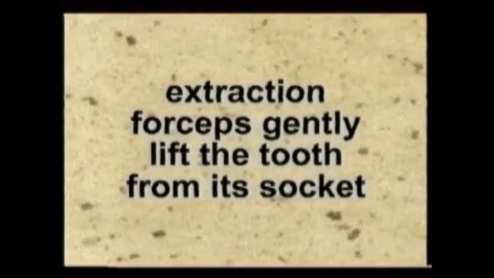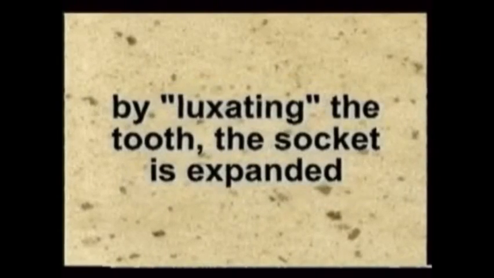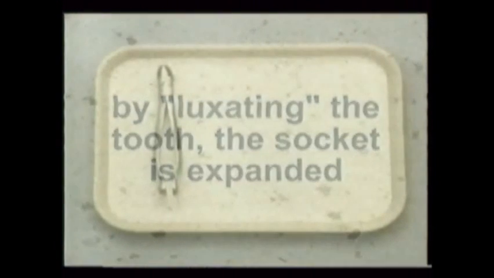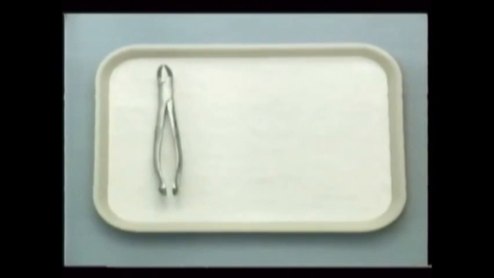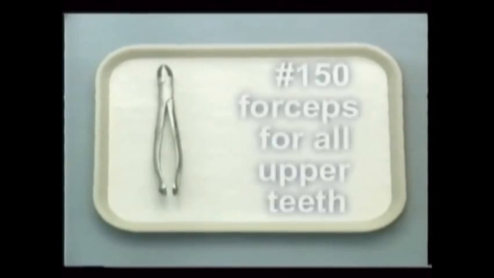Finally, the tooth is removed. Extraction forceps grasp it and safely lift it from its socket, hopefully in one piece. By luxating the tooth, or rocking it back and forth, the socket is expanded and the tooth is released. The beaks of the forceps and its handles help identify which teeth it can be used on.